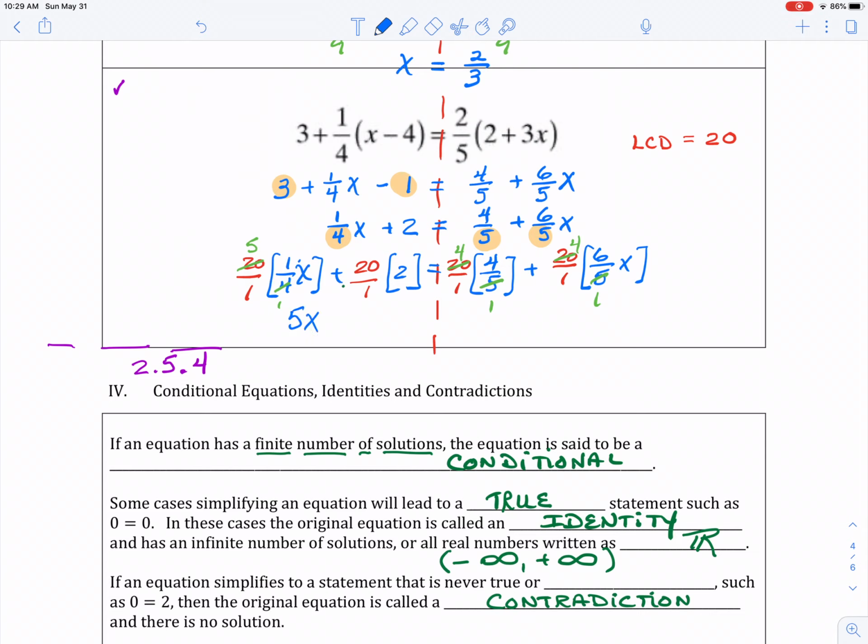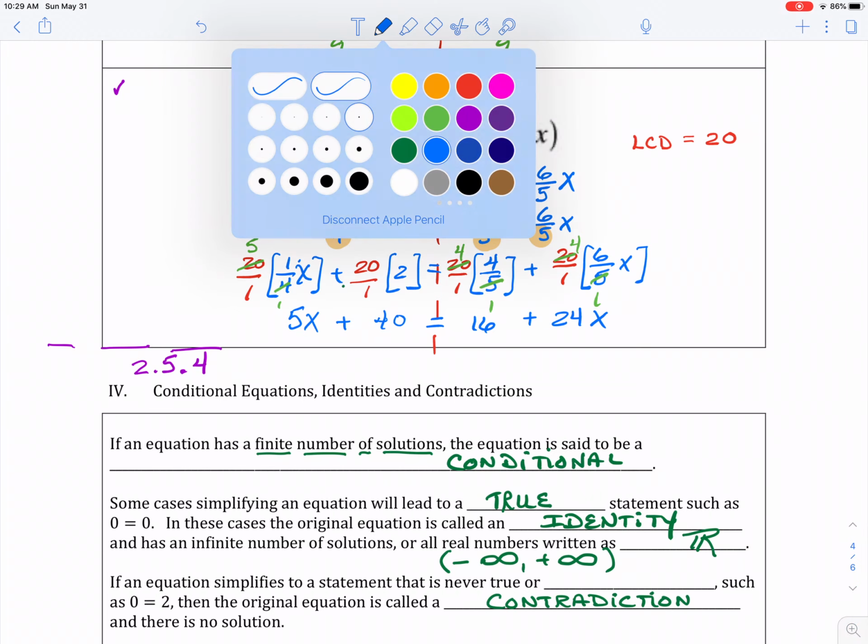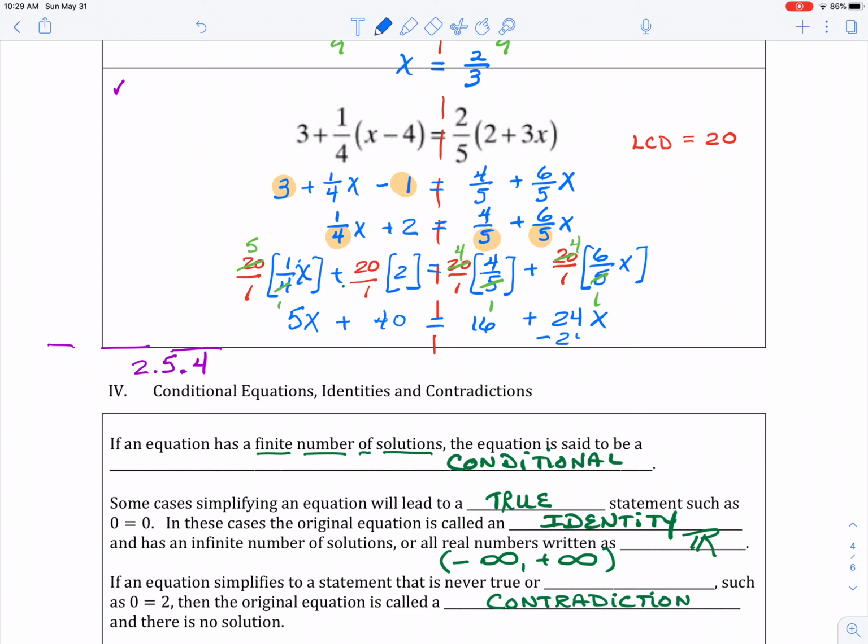I see a 5x here. I see 40 there. I see 16 here. And I see 24x, and notice how I have successfully cleared the fractions. Wow, this one's gotten very long. I'm going to have to try to squeeze my work up here a little bit. So let's do minus 24x and that's going to give me, what is that, negative 19x plus 40 equals 16.